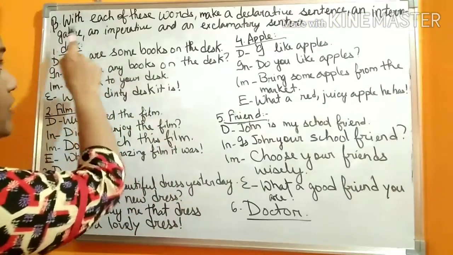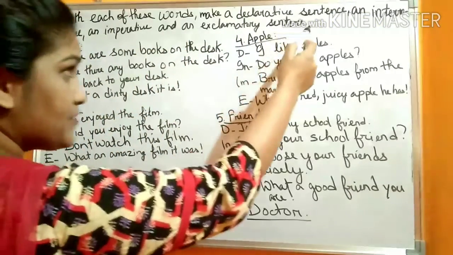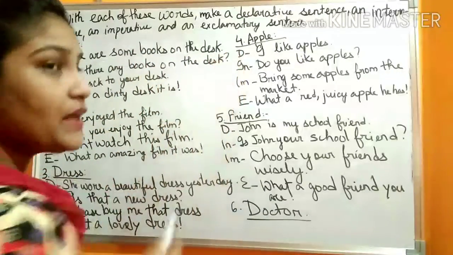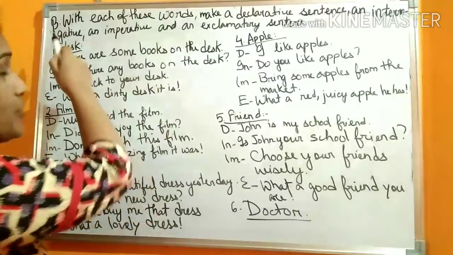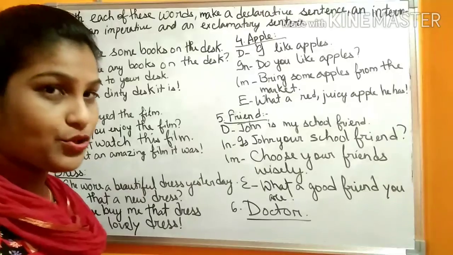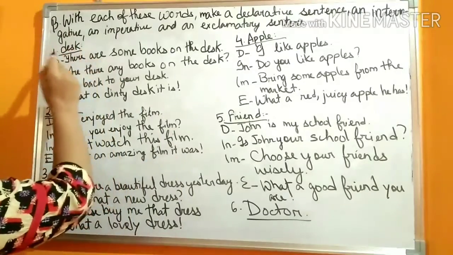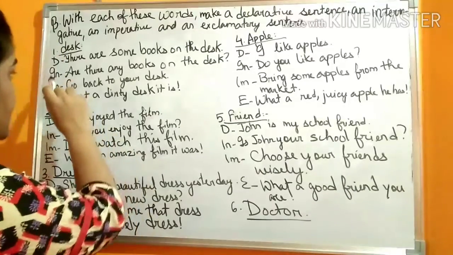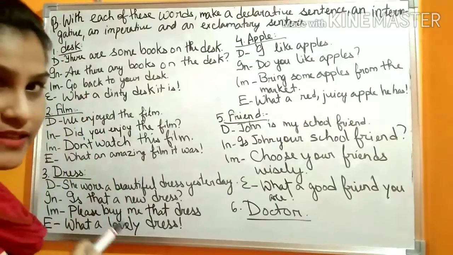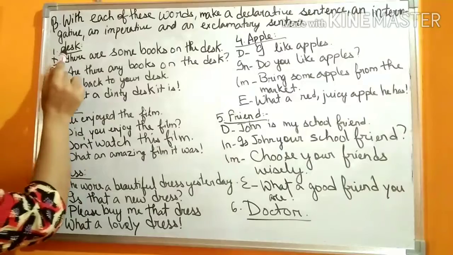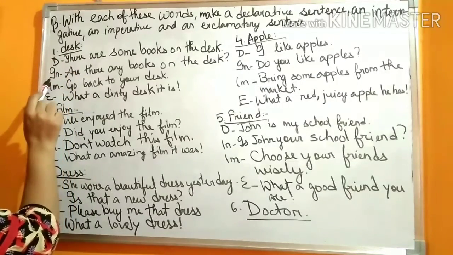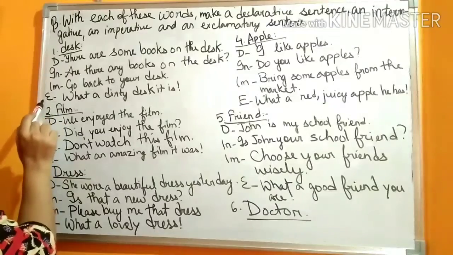Now question number B. With each of these words make a declarative sentence, an interrogative sentence, an imperative and an exclamatory sentence. B number you will do in your English copy. So with these words you have to make 4 types of sentences, that is declarative, interrogative, imperative and exclamatory. Okay. First one is desk. So for declarative I have written D, for interrogative I, imperative I am, exclamatory E.